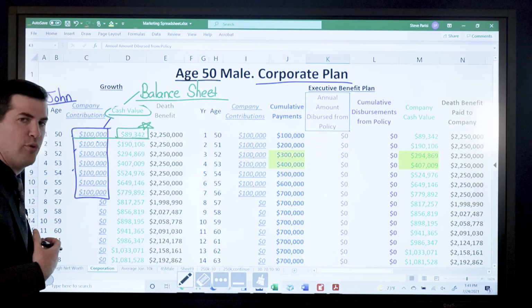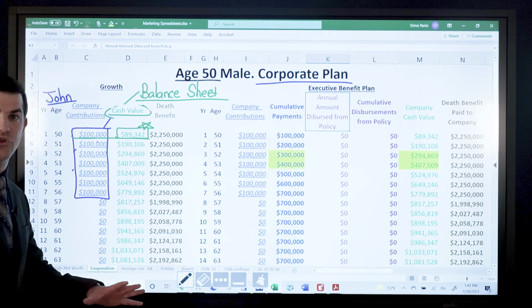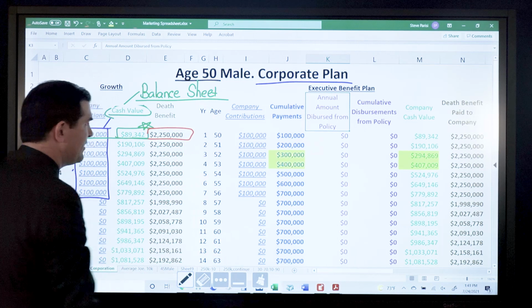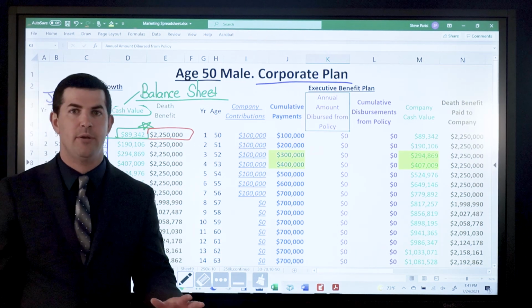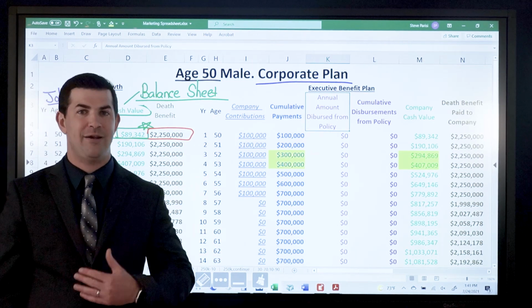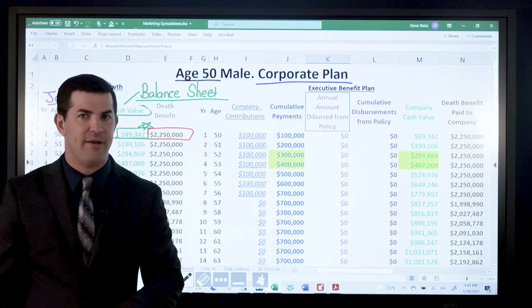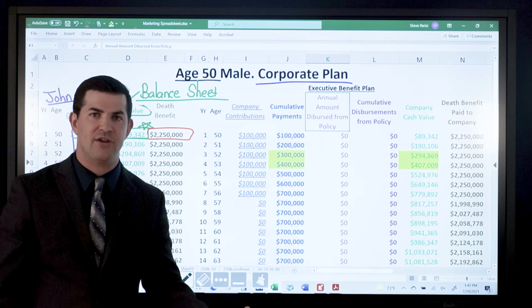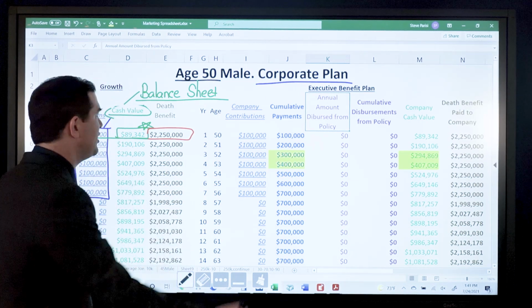So if I own this company, I've got life insurance now on John. So if he dies, that death benefit of $2.25 million goes where? Well, as the company, I sign myself, my company, as the beneficiary. So if he dies, the death benefit flows back to the company, income tax-free.